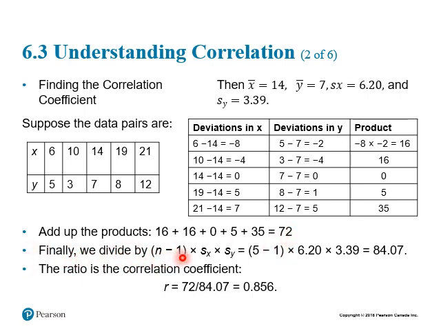The value is n minus 1 times the standard deviation of X times the standard deviation of Y. And as we know, we got this value up here. So Sx is 6.2, Sy is 3.9. You can see here we have 5 points, so n equals 5. That means we need to subtract 1, so 5 minus 1 is 4. If we divide 72 by 84.07, we get the number, and this number we call the correlation coefficient.